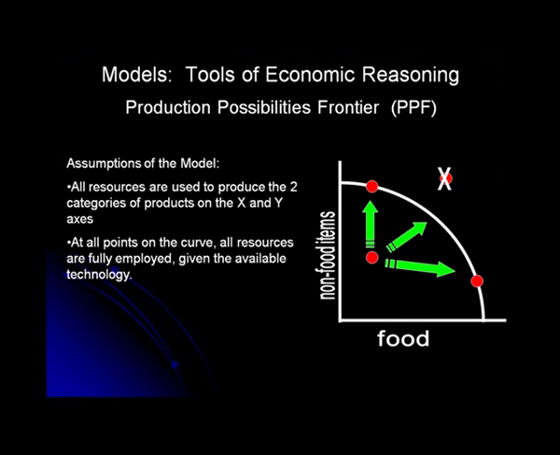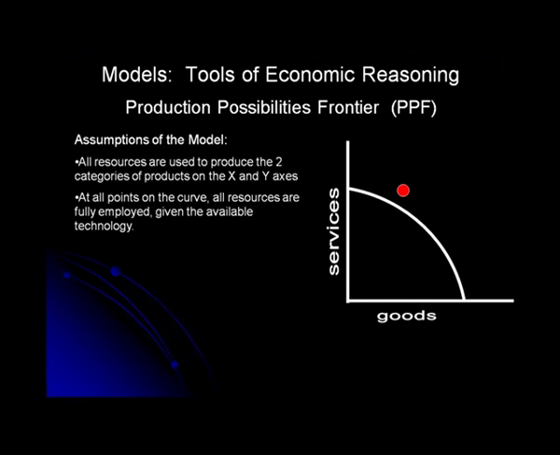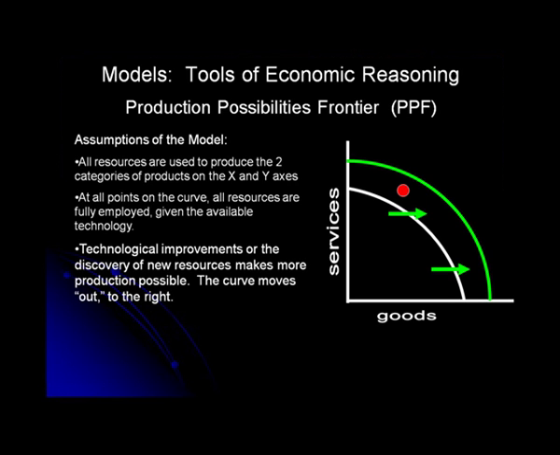So, to get to the production combination represented by our X'd out dot, something has to change. Remember our base assumption of using all available resources, including technology, to the best possible use. What if one of those fundamental conditions changes? Well, what happens is that we are facing a different frontier, and in our model, the curve moves. Technological advances, or the discovery of new resources, makes more production possible. The frontier moves out to the right.